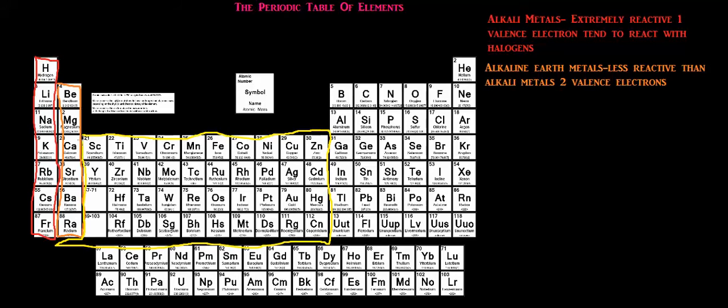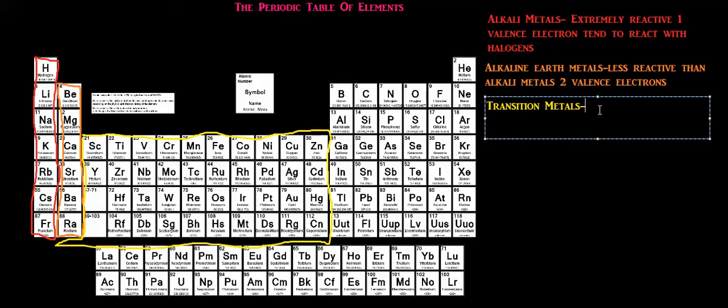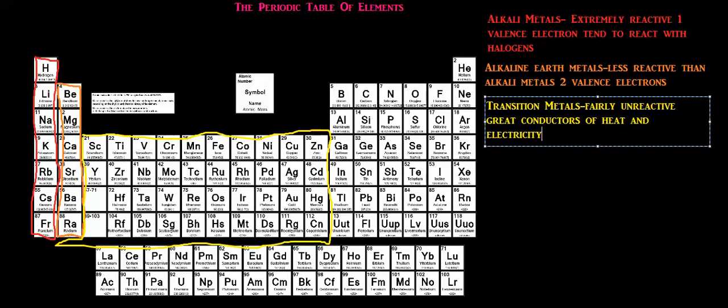Our next group is the transition metals, which is a convenient block right here. These are our transition metals. So our transition metals are fairly unreactive, but they are very useful as they are great conductors of heat and, more importantly, electricity. So these are our metals that we think of when we think of metals, like gold and silver and iron and copper and all of that. And these are very malleable, which means you could bend them very easily.